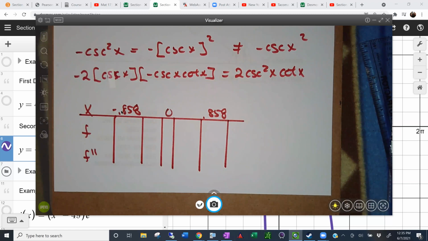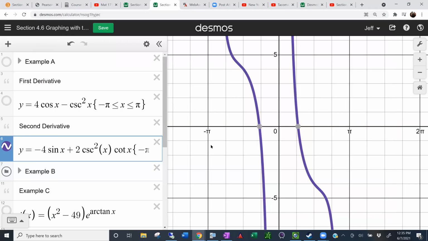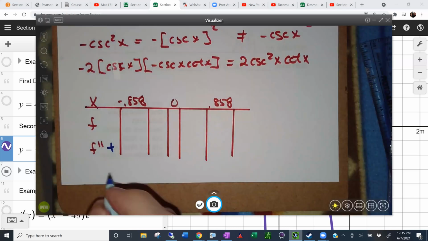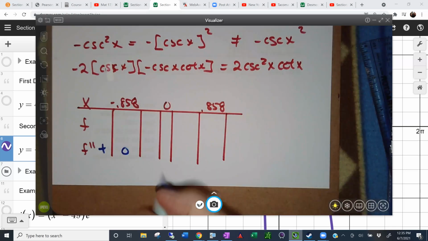So I want to look to the left of negative 0.858. To the left of negative 0.858, the second derivative has what sign? Is it positive or negative there? Positive. It's positive, and that's all we need. Thank you. So it's positive there, and then it's 0 here, and then it's negative.